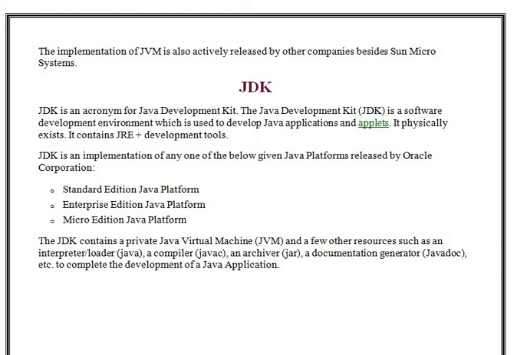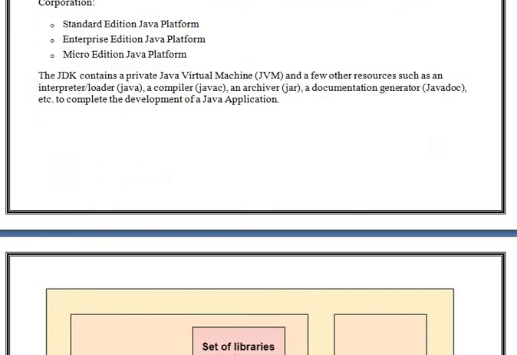The JDK contains a private Java virtual machine and a few resources such as an interpreter/loader, that is java, a compiler, javac, an archiver, jar, a documentation generator, javadoc, etc., to complete the development of a Java application.